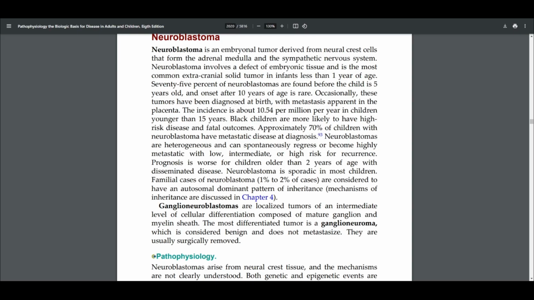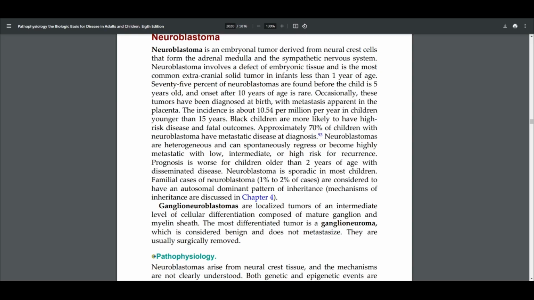Neuroblastomas are heterogeneous and can spontaneously regress or become highly metastatic, with low, intermediate, or high risk for recurrence. Prognosis is worse for children older than 2 years of age with disseminated disease. Neuroblastoma is sporadic in most children. Familial cases of neuroblastoma are considered to have an autosomal dominant pattern of inheritance.